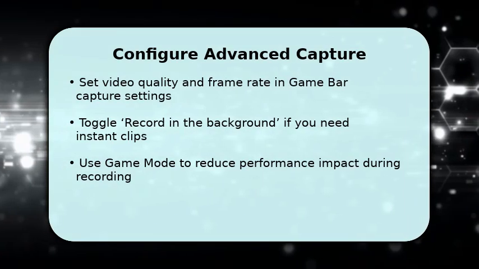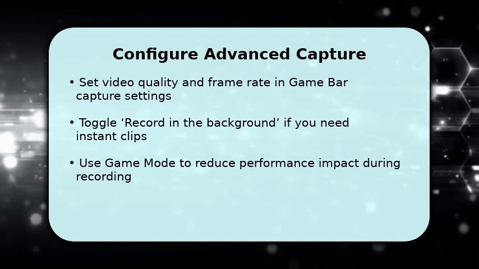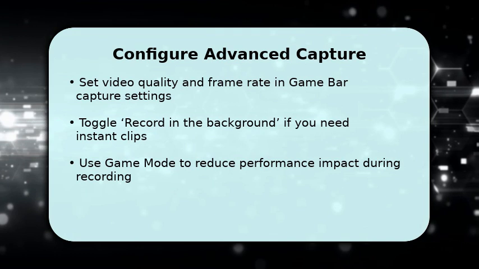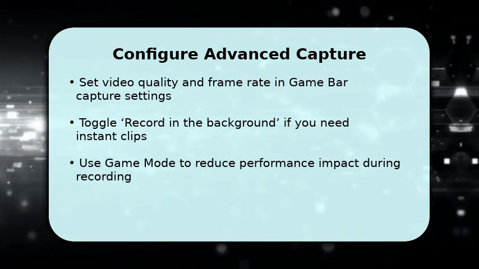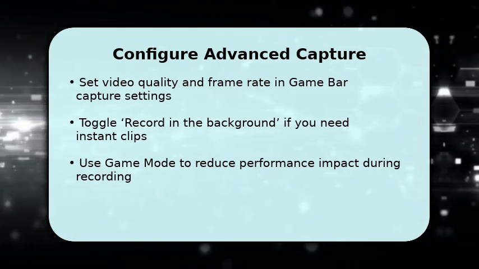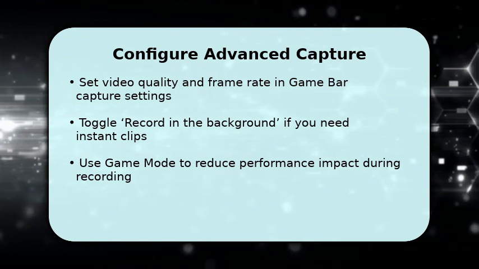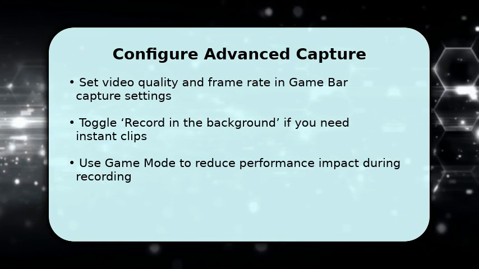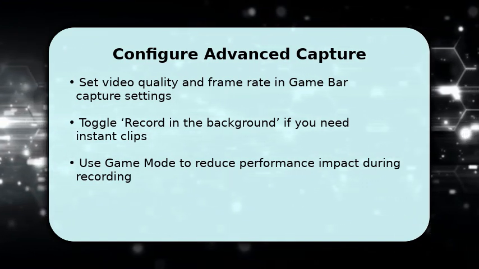Now fine-tune capture details so your recordings look and perform as intended. In Game Bar settings, pick quality and frame rate, 30 or 60 FPS, and set the capture resolution. Higher values increase file size. If you want instant captures, enable background recording and choose a max recording length.